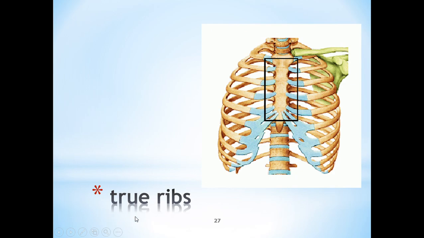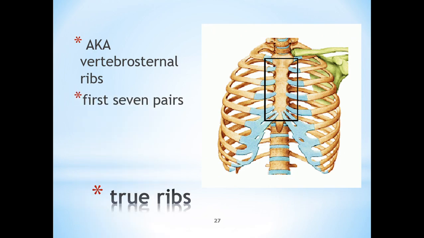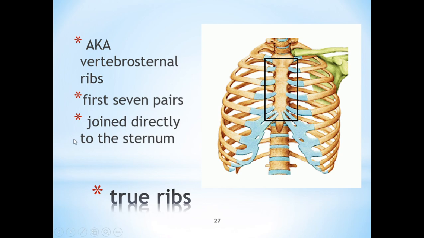We have what we call your true ribs. These true ribs are also known as your vertebrosternal ribs. Why is it? The first 7 pairs are considered to be the true ribs. Why are they named like that? Because they are really joined directly to the sternum. They are attached to that sternum. That's why they are being called the true ribs.